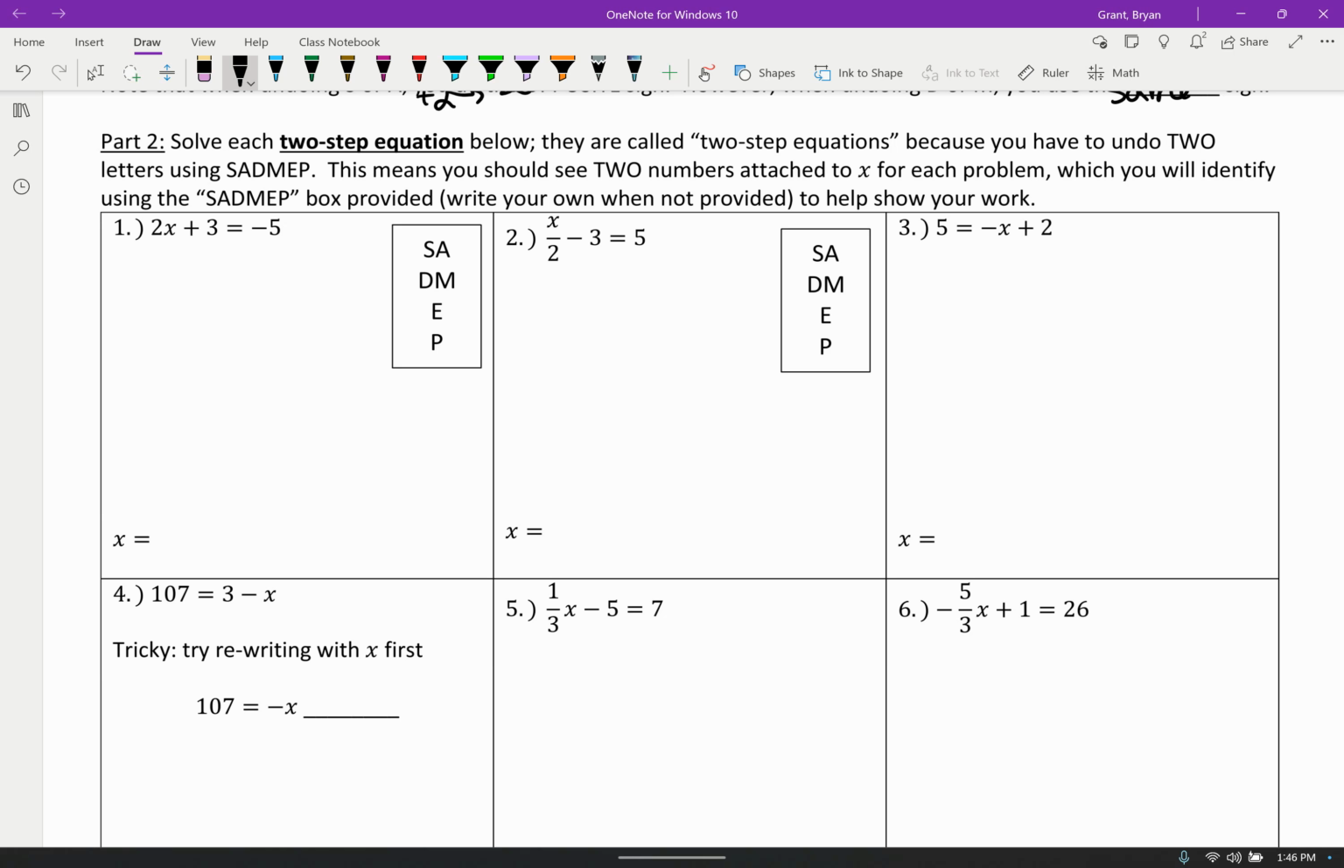It's also important to realize that SADMAP doesn't only tell you what to undo, it tells you the order you're supposed to undo them. Right? If we read top to bottom here, then that says we undo addition and subtraction before multiplication and division. And that's pretty important. Until you get more advanced, I'd suggest you follow those steps to the letter, because otherwise, if you do them out of order and you don't know some more advanced tricks, you'll start getting wrong answers.